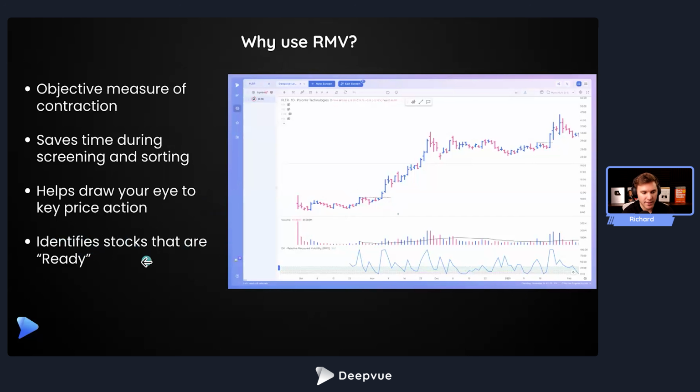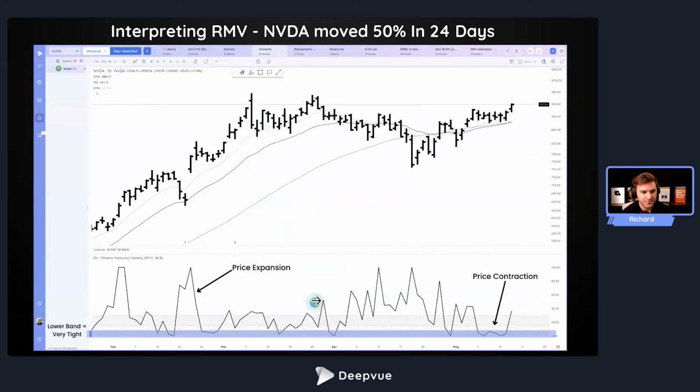And lastly, as we talk through, it helps identify when stocks are ready to go, when they're primed. RMV of 0 really means that there's expansion coming, probably the next day or in the next few days. So that's when you can be ready to act and potentially profit from that expansion as a trader.